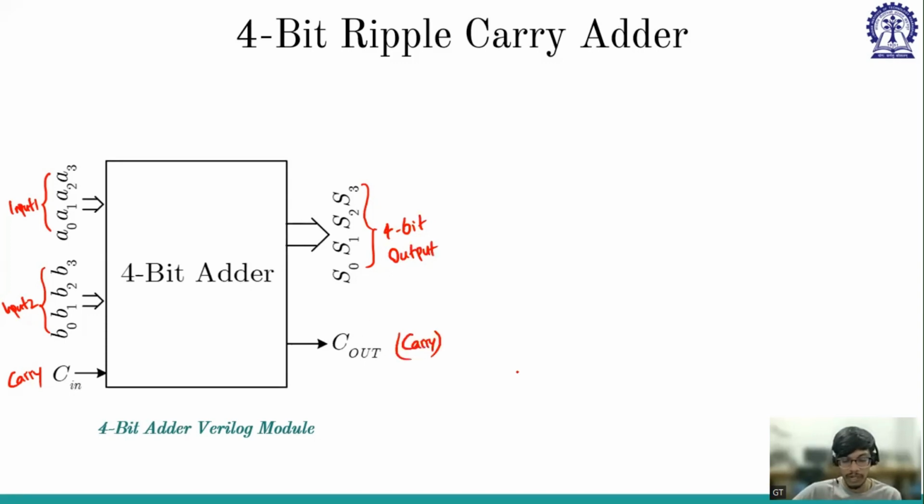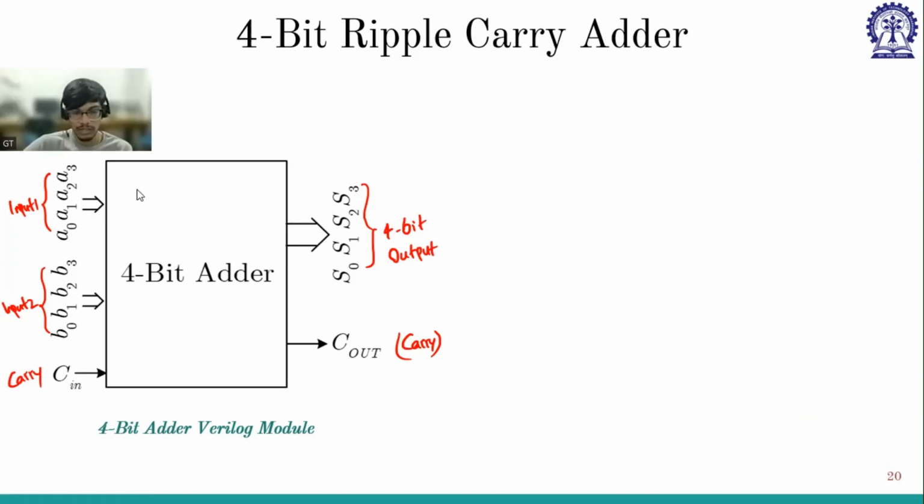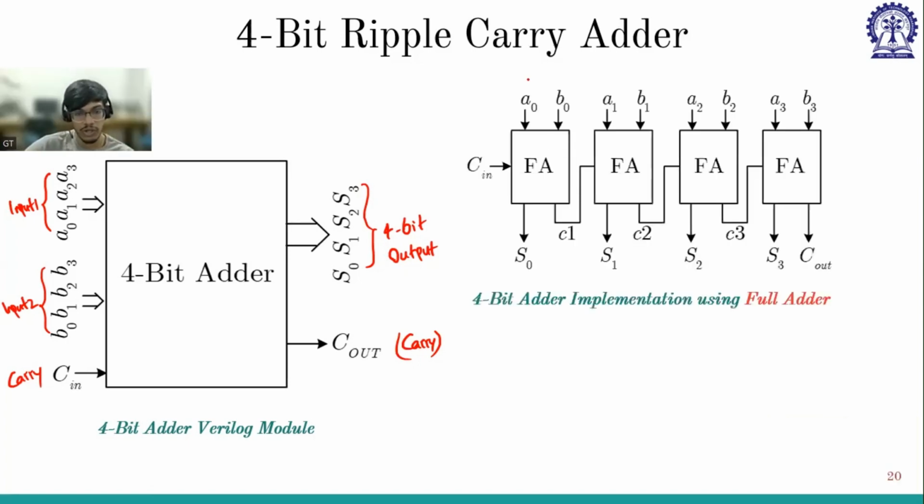So how do I implement a 4-bit adder? I can use 4 1-bit full adders. That's what we are doing. This is the LSB, this is the MSB. So Cin, A0, B0. So A3, A2, A1, A0. This is MSB, this is LSB. B3, B2, B1, B0. This is LSB, this is MSB. So first we are starting with LSBs, as it should be.